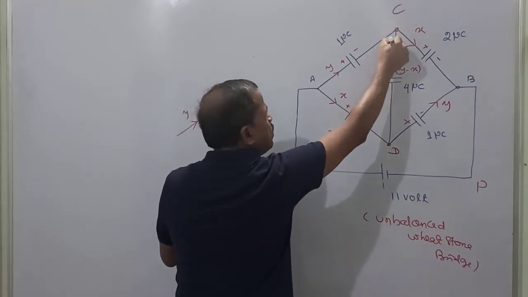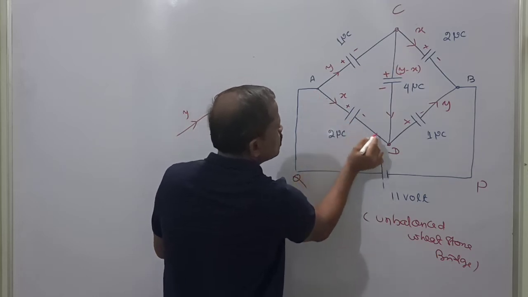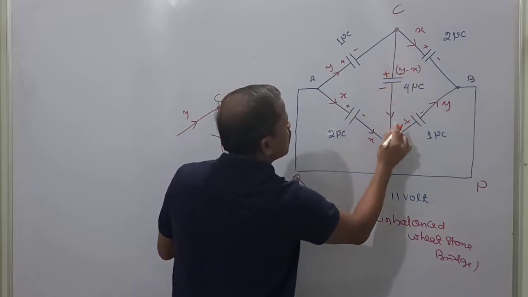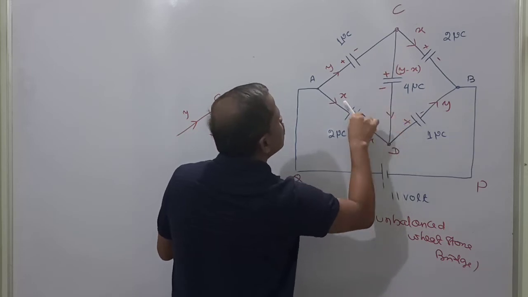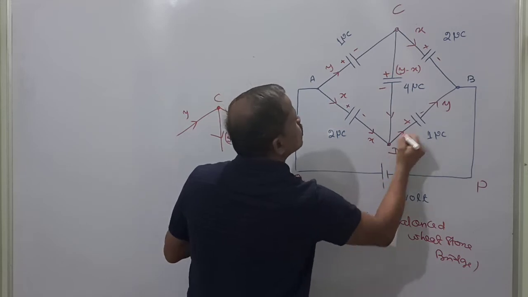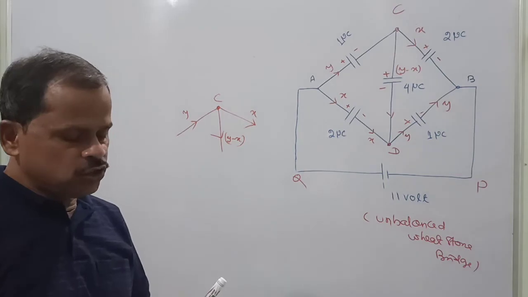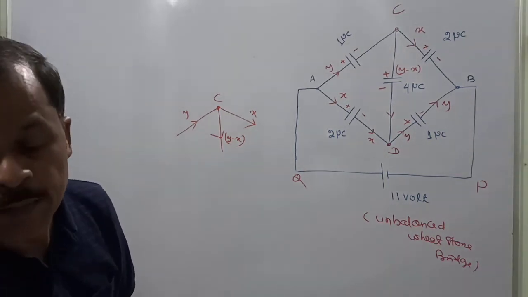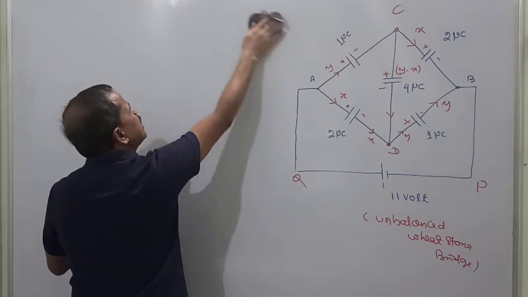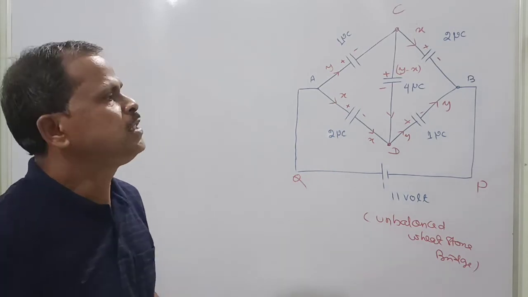Again, along this path, y minus x is coming, and along this, x is coming. When they are combined, x plus y minus x, the remaining y is going here. The charge distribution is over. Once the charge distribution is over, Kirchhoff's law is applied. That means the division of charge, the division of current, and the principle of conservation of energy is always satisfied.